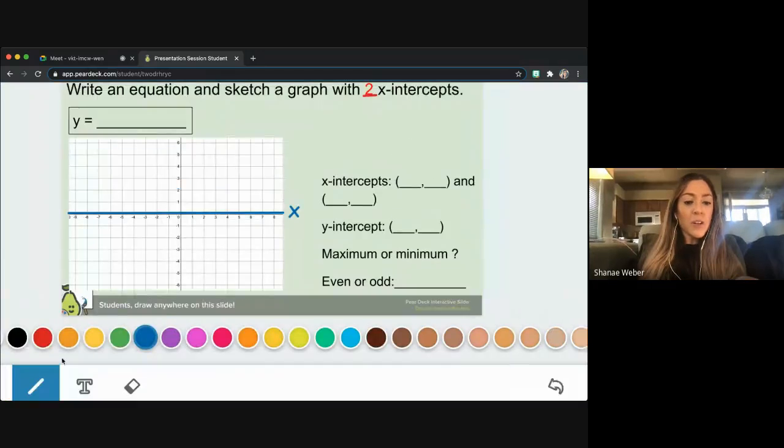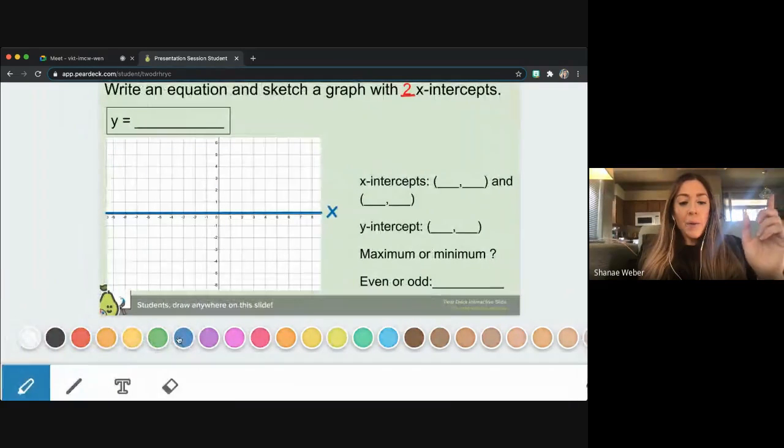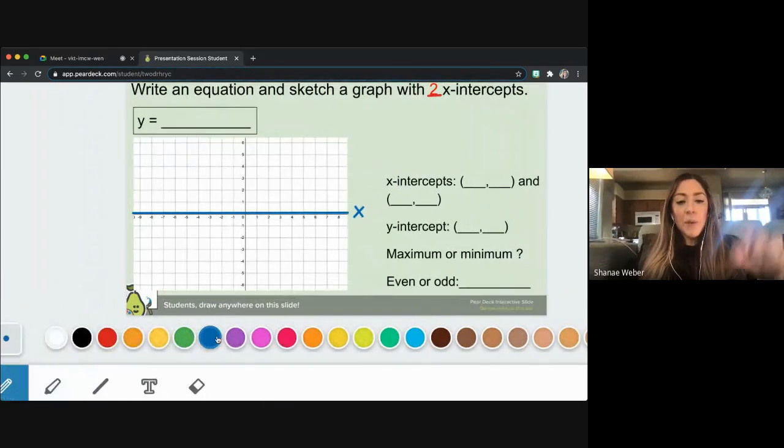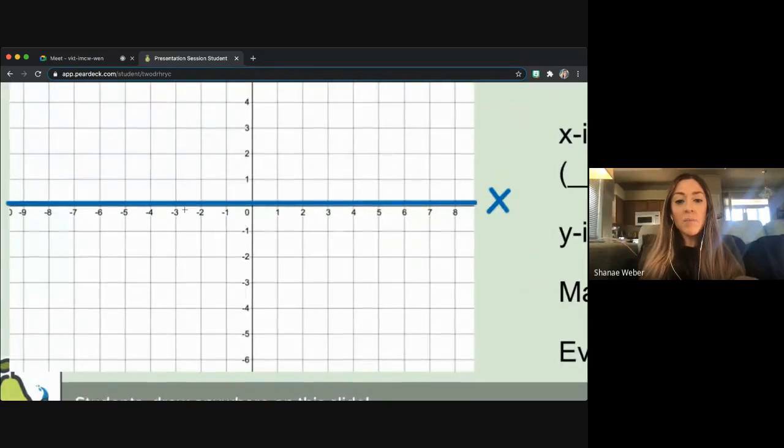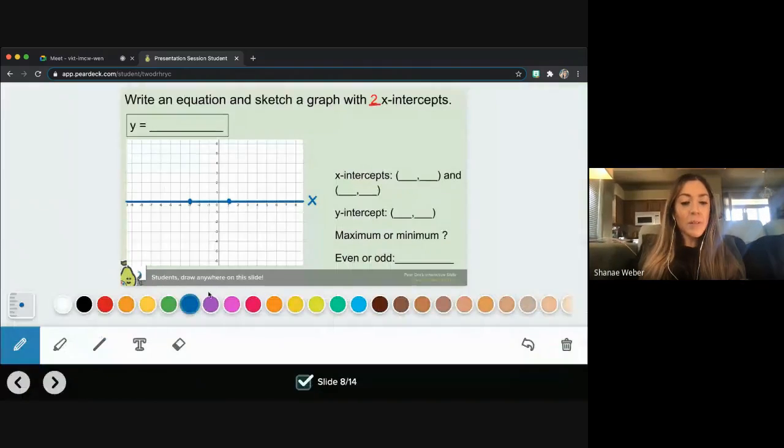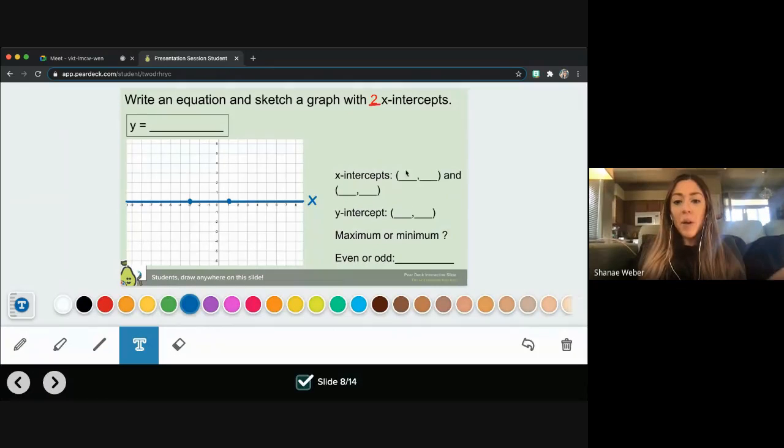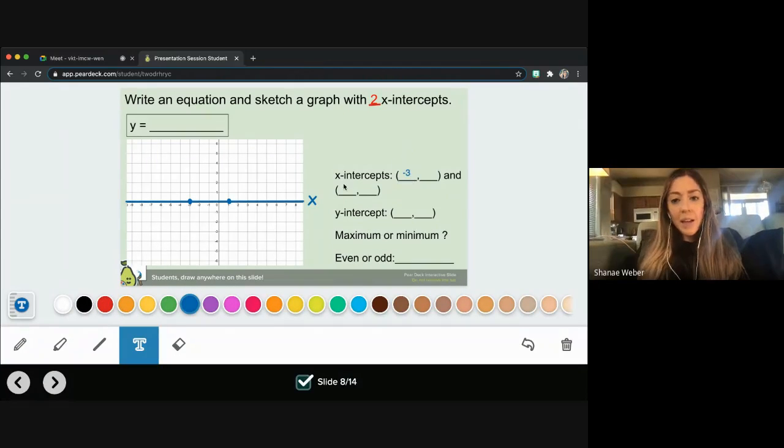Whatever two numbers you want to pick, I would suggest keeping your numbers kind of small. So I would keep them in between -3 and +3. I'm going to pick my x-intercepts to be at -3 and +1. I'm going to keep them kind of close together. So over here, I'm going to write my x-intercepts at -3 and 1.